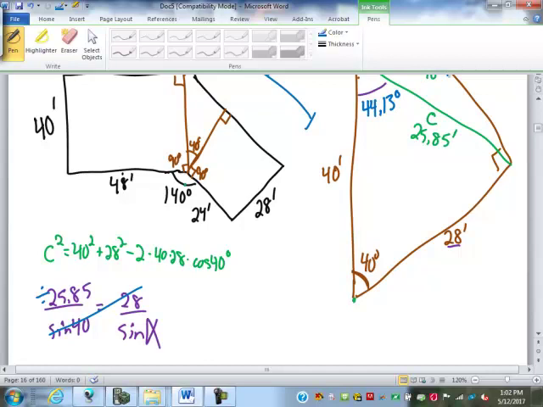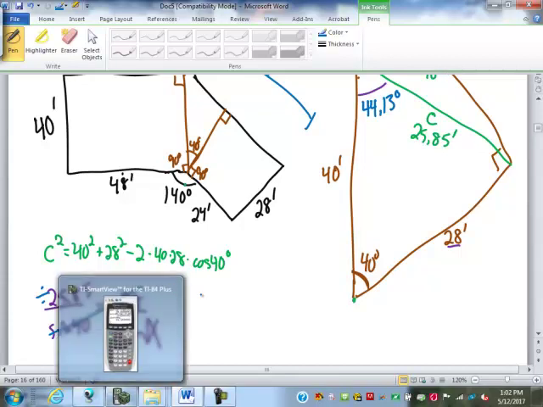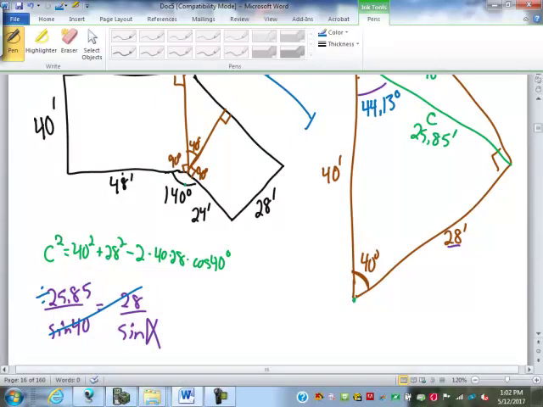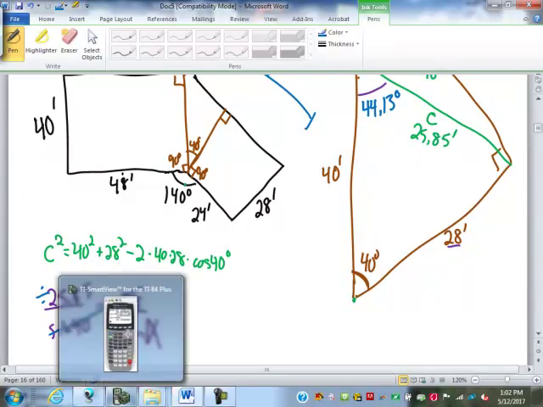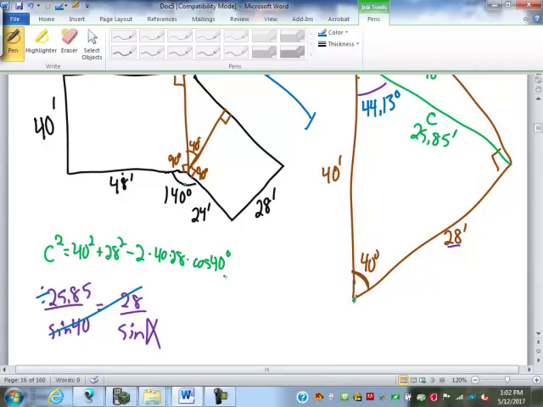Look familiar? Something looks wrong there. Can anybody tell me what it is? Well, it should be bigger than 40. Problem is that's only 88 degrees, which means this angle over here is going to be bigger than 90. So there is an issue.